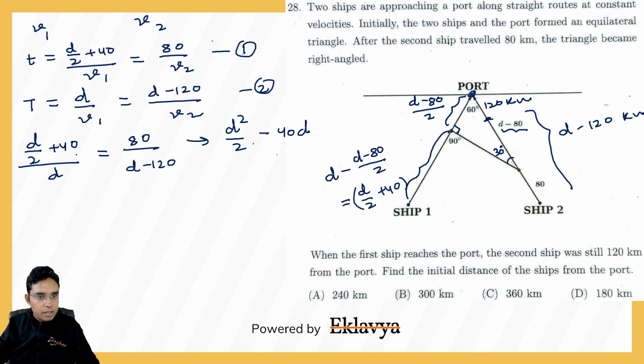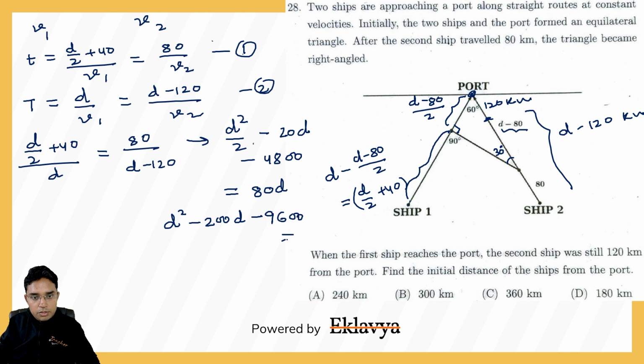Let me just once again check. 40d and minus 60, minus 60, so it will be minus 20, not 40, minus 20d here, and minus 12 into 4 is 4800, and that will be equal to 80d. So we are getting a quadratic which is d square. If I bring this 80d also here, it will become 100d, and it will become 200d here, minus 9600 is equal to 0.